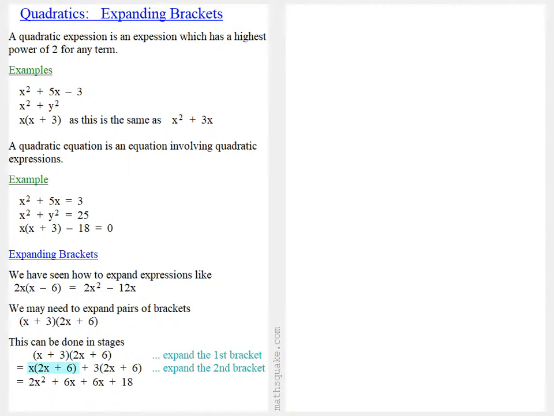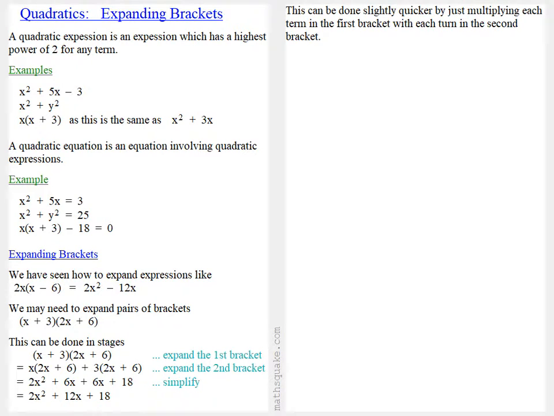So x into 2x plus 6 can be expanded to 2x squared plus 6x, and 3 into 2x plus 6 can be expanded as plus 6x plus 18. And we can simplify that by adding together the two middle terms to give 2x squared plus 12x plus 18.